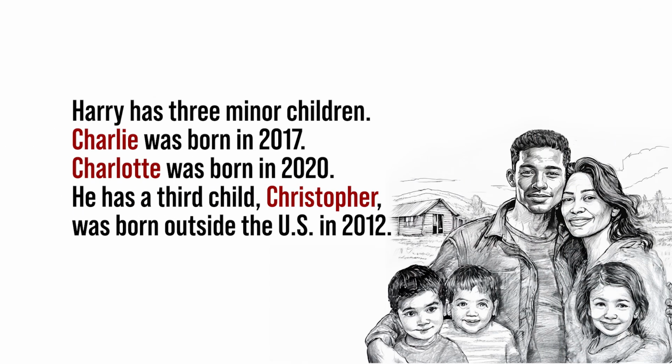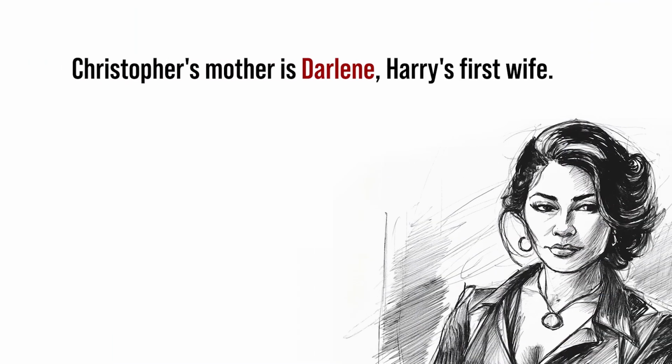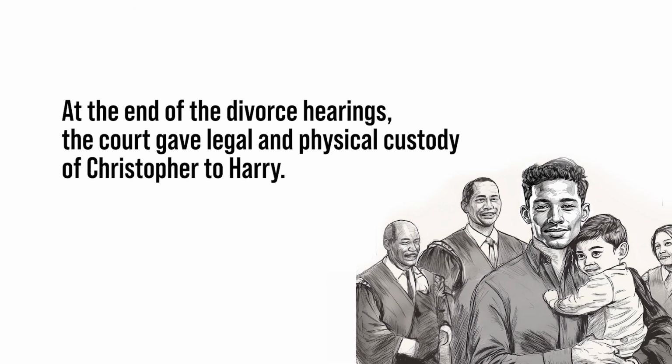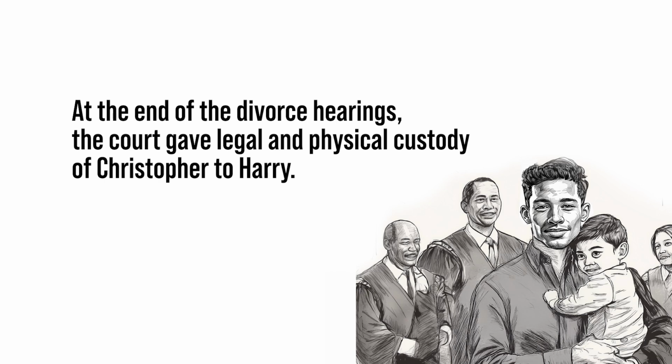They were married in 2022. Harry has 3 minor children. Charlie was born in 2017. Charlotte was born in 2020. He has a third child, Christopher, who was born outside the United States in 2012. Christopher's mother is Darlene, Harry's first wife. Harry and Darlene were divorced in 2014. She was a lawful permanent resident at the time of Christopher's birth. At the end of the divorce hearings, the court gave legal and physical custody of Christopher to Harry.